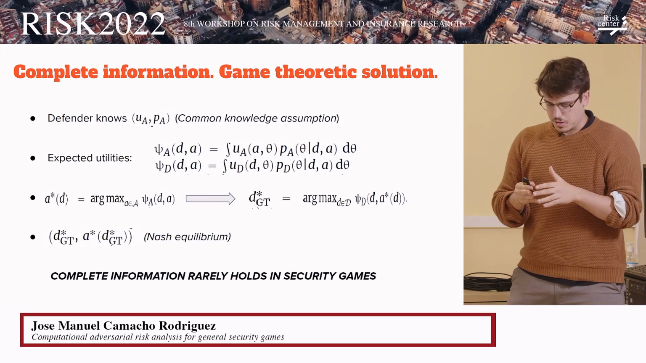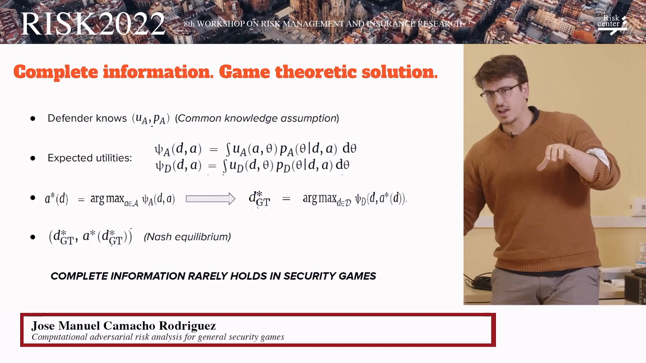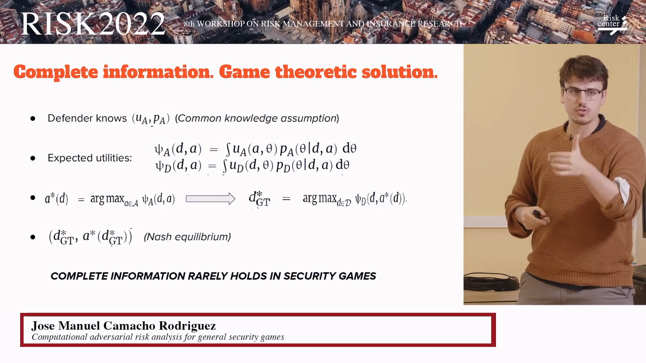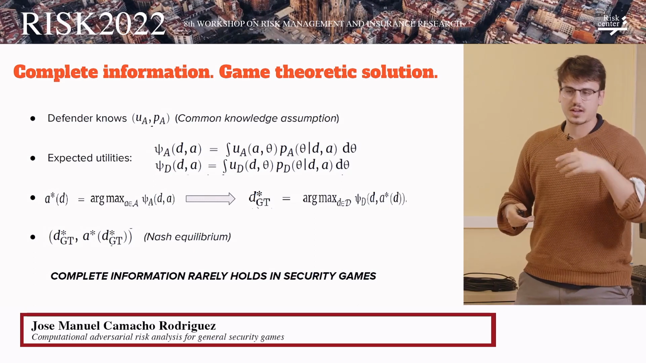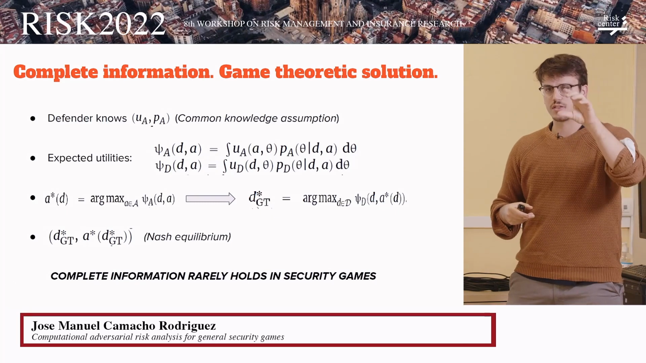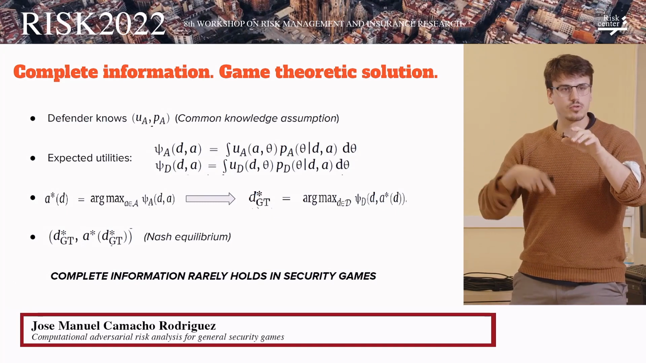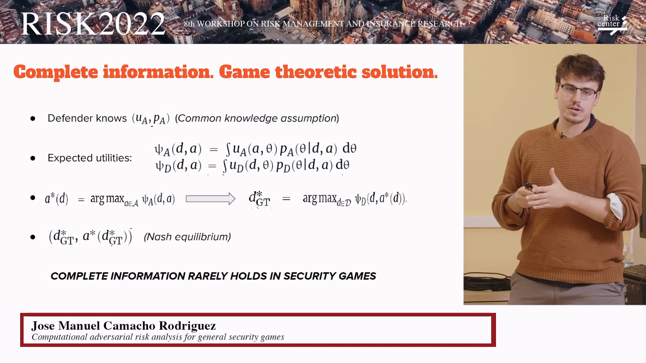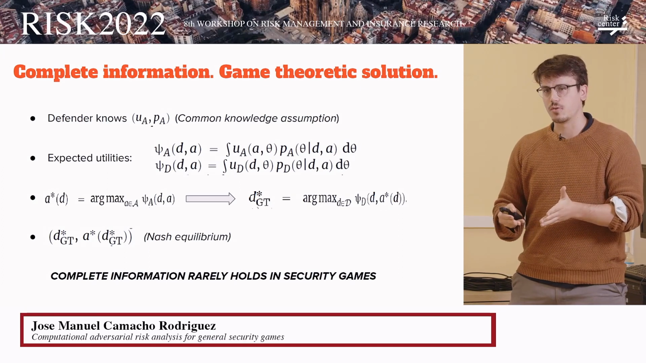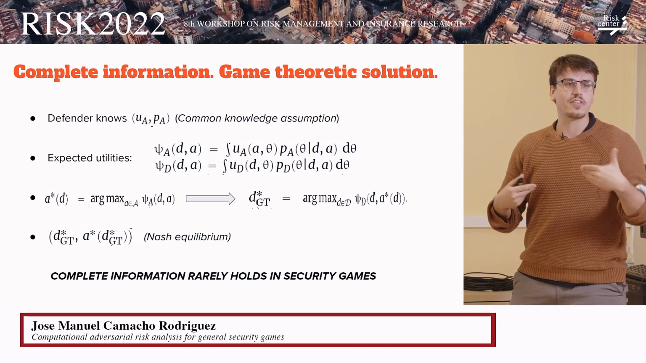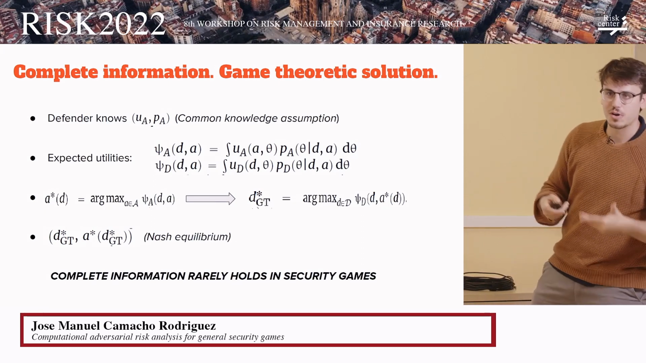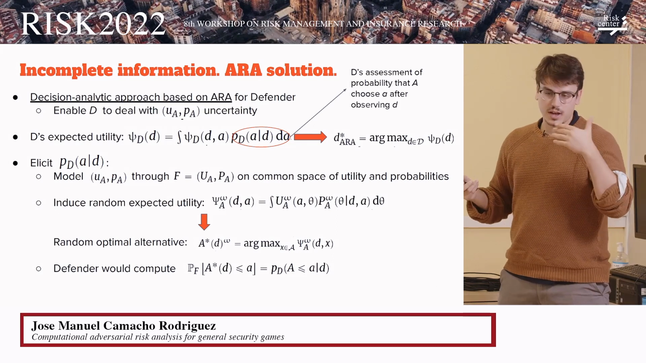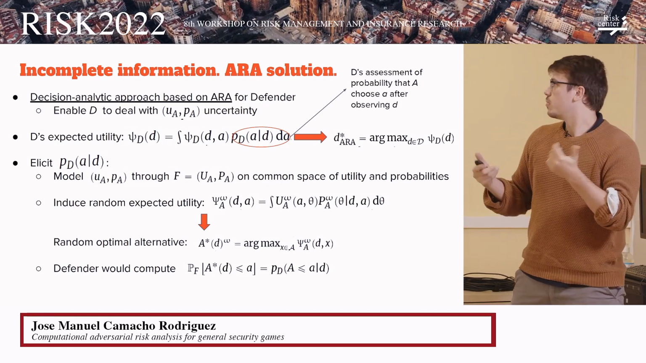So the main comparison is game theory, again, adversarial risk analysis. If you have game theory, you know everything, so you can just compute the expected utilities. Then you get the attack that maximizes the attacker's expected utility, and you use this attack as a decision maker to compute your best decision. And then you get a nice equilibrium. But this is complete information, and in security domains that really doesn't hold. You don't know how the attacker wants to attack you, what their intentions are, what the utilities are. So that's why we include uncertainty and deal with incomplete information.